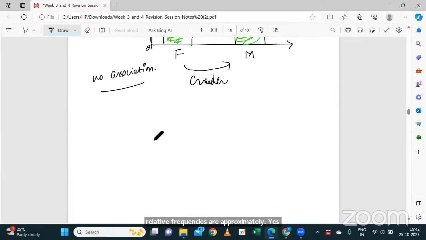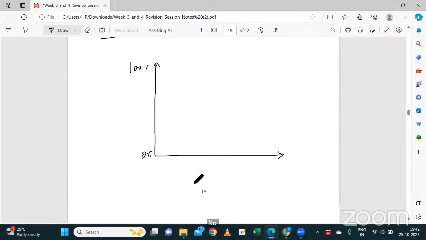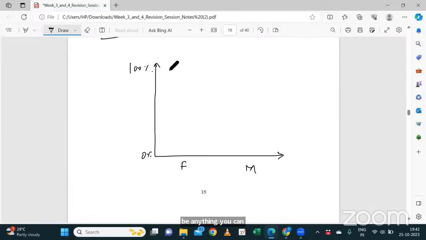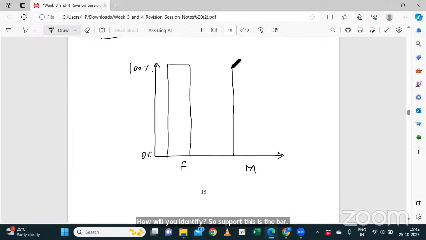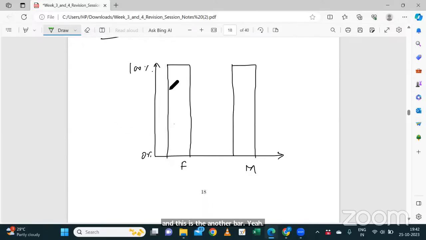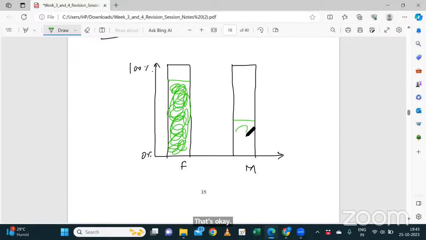Now, for any data set, suppose you got something like this. This is 0%, this is 100%, and this is female, male. It can be anything: income, expenditure, something like that. I'm just going to give you an idea of it. How will you identify? Suppose this is one bar, and this is another bar, for male. Suppose for a data set you got ownership for female like this, and for male you got it like this.